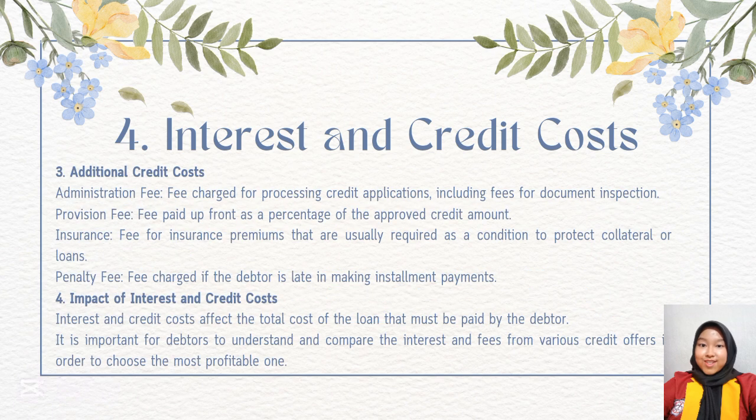3. Additional credit costs. Administration fee, fee charged for processing credit applications, including fees for document inspection. Provision fee, fee paid up front as a percentage of the approved credit amount. Insurance, fee for insurance premiums that are usually required as a condition to protect collateral or loans. Penalty fee, fee charged if the debtor is late in making installment payments.